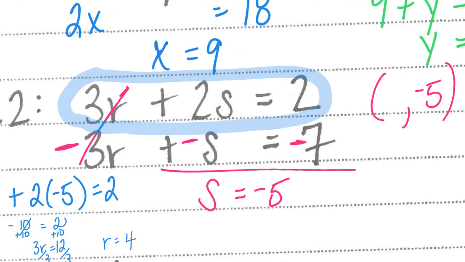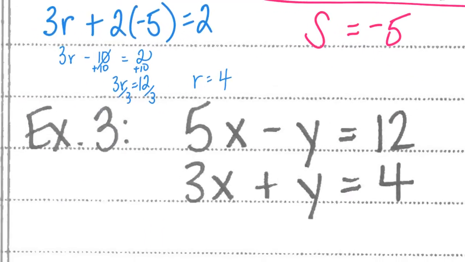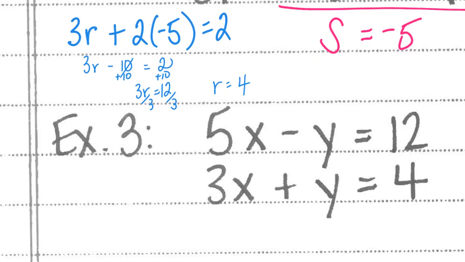So I can write my ordered pair in that order, 4, -5. Notice it's usually in alphabetical order. R comes before S in the alphabet. All right, let's try one more in this section. Example 3.